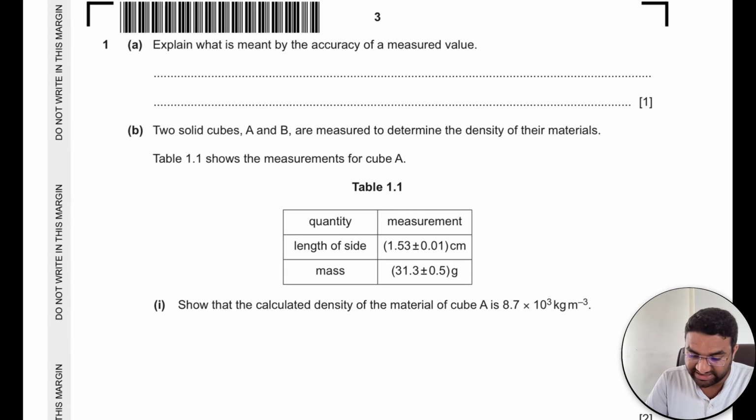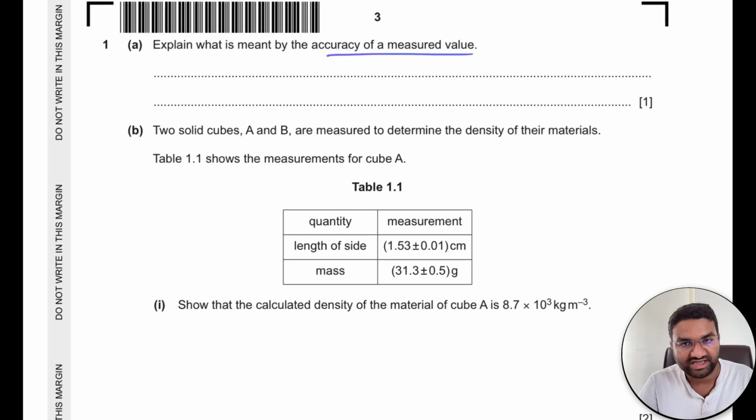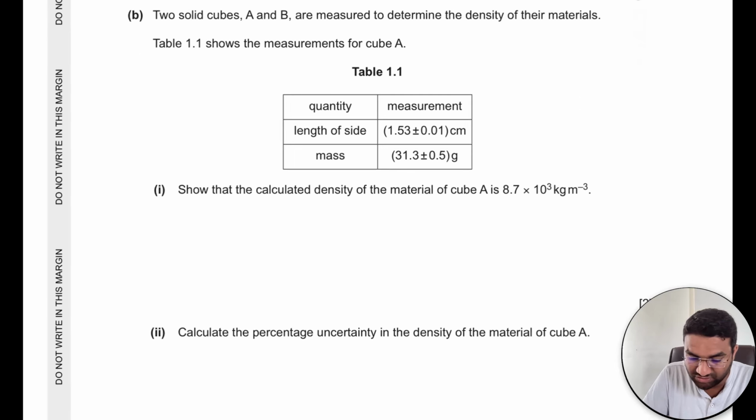Fine. So here, explain what is meant by the accuracy of a measured value. Accuracy is basically how close the measured value is to the accepted value. If there is no precision, we have to repeat the process again and again to get the accuracy. That's a method. So for 1 mark, what will you write? How close the measured value is. That's accuracy.